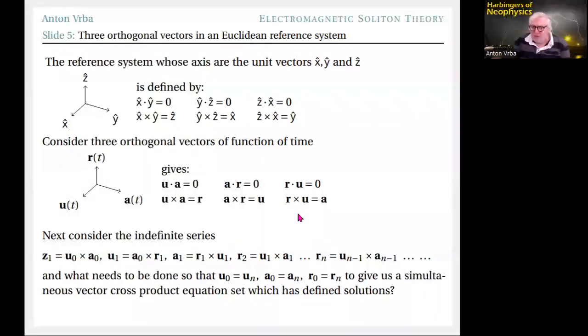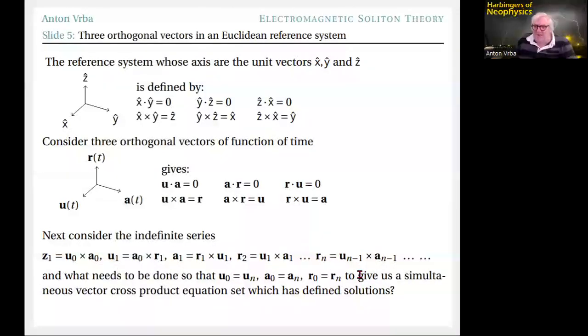Now, the problem is, this shouldn't be a Z here, this should be an R1 here. If you now think of taking these cross products one after another as a series, the series will either diverge to infinity or come down to zero.